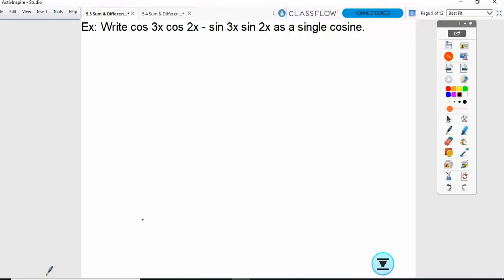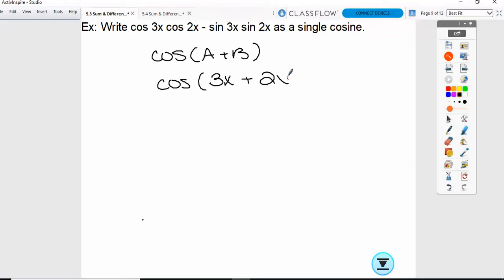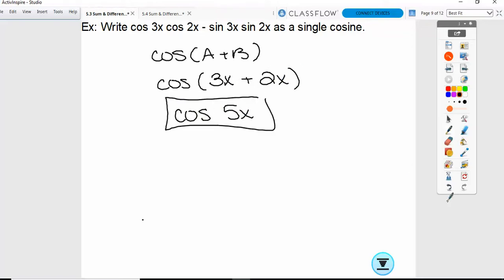What do we do there? Which formula is this? This is the cosine of A plus B formula. So my A is 3x, B is 2x, so we just get cosine of 5x, and that's as much as we can simplify it.